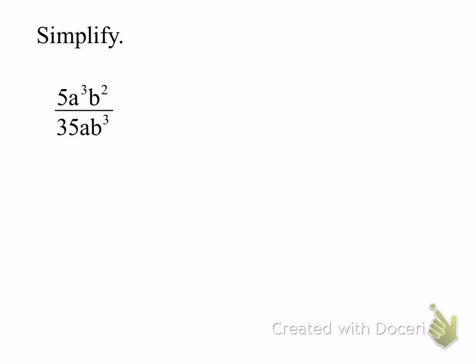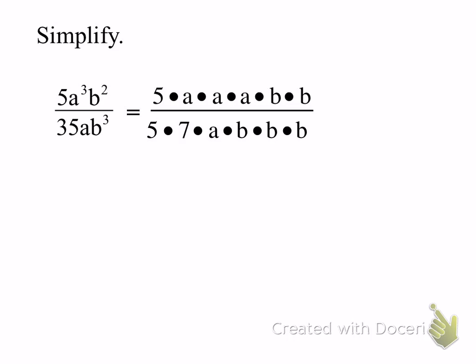Can 5 be broken down anymore? No, but how many A's are there up here? A times A times A. And how many B's? 2. And then 35? 5 and 7. How many A's? 1. And 3 B's. Now, what I don't like about this method is that you're not going to be doing this every night, because what happens if you get like x to the 50th? Who wants to write out all those x's?